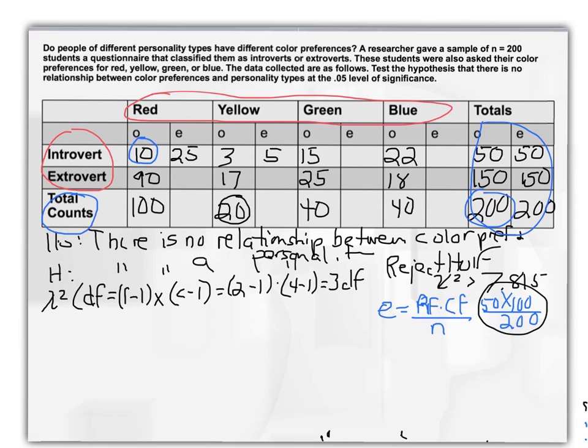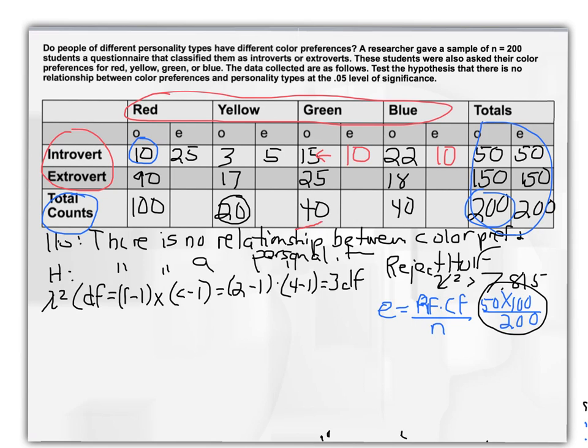To find out the expected count for green, I multiply 50 times 40, and I divide that by 200, and that would give me 10. To find the expected frequency for introverts with blue, I would multiply 50 times 40, divide by 200, and that would give me an expected frequency of 10.